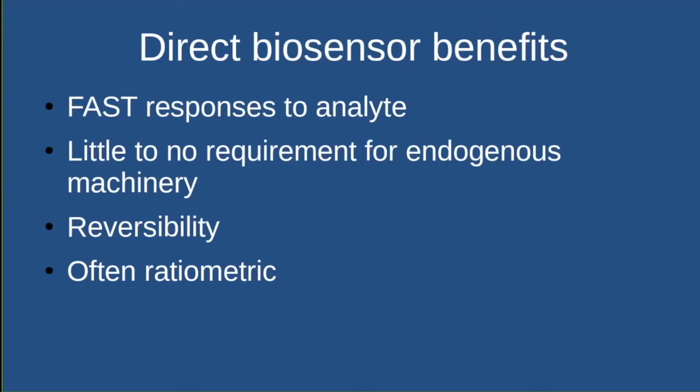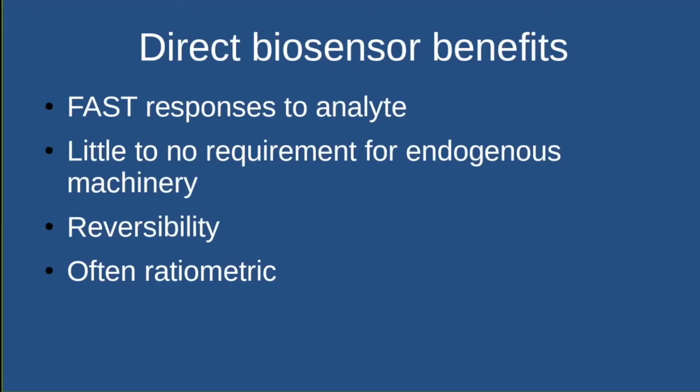They don't tend to be very reversible. They can take hours to revert after a stimulus. They also have very strong requirements of the endogenous machinery. So in this case, it would be the cases I talked about, it would be the endogenous auxin receptors, the expressions of which and exactly which receptors there are may vary from tissue to tissue.